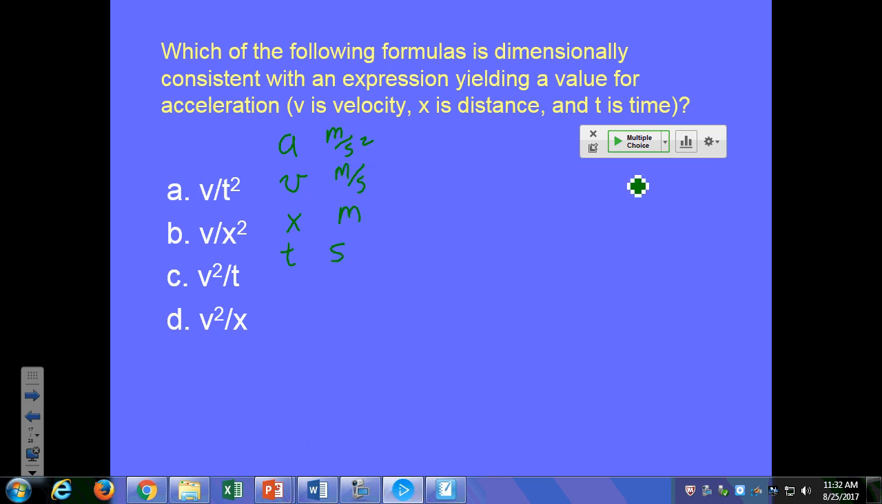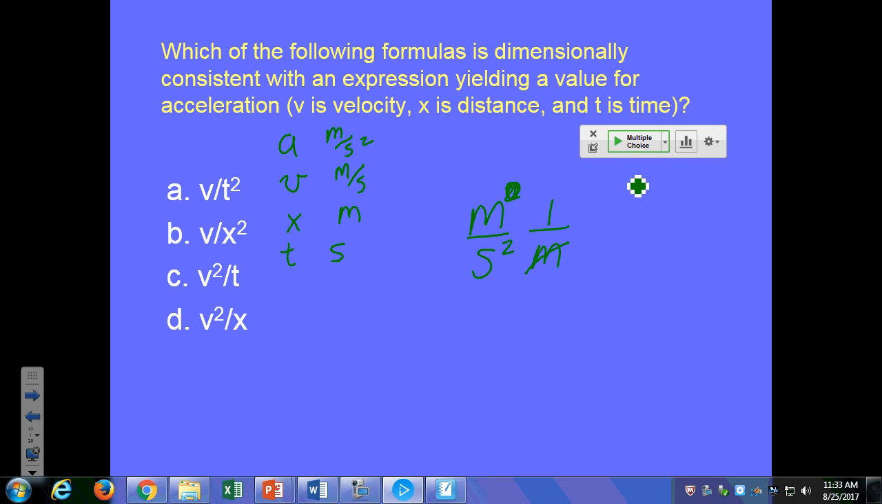Let me show you with D how to do this. And listen, eventually you're just going to be able to look at these and say, oh, that's this. Like, you don't even need to write it out. But V squared over X. V is meters per second, but remember, it's squared, so it's meters squared per second squared. And then X is meters, but it's 1 over X, so it's 1 over meters. And so this cancels with one of these, and I'm left with meters per second squared.